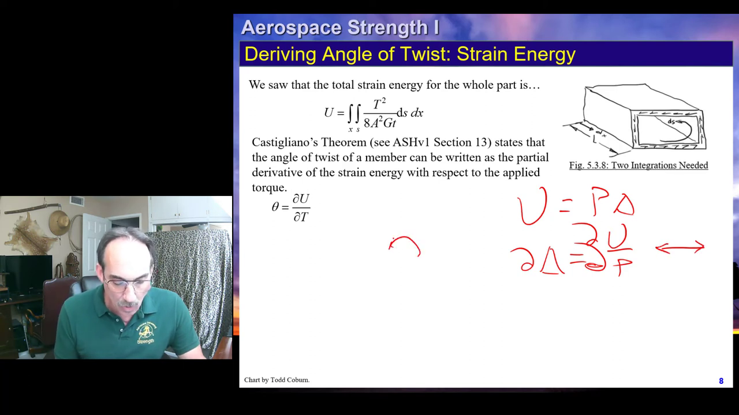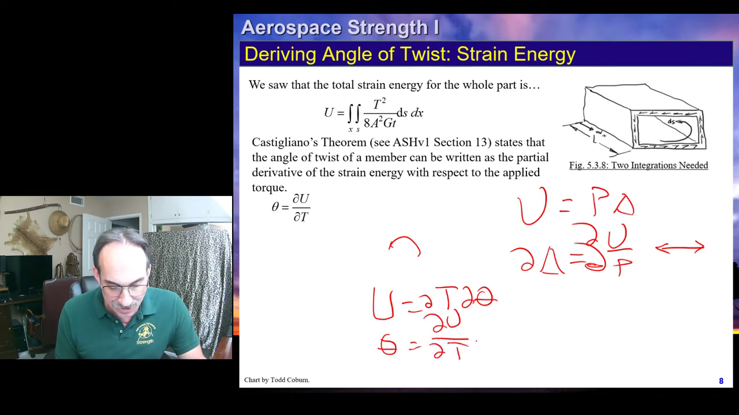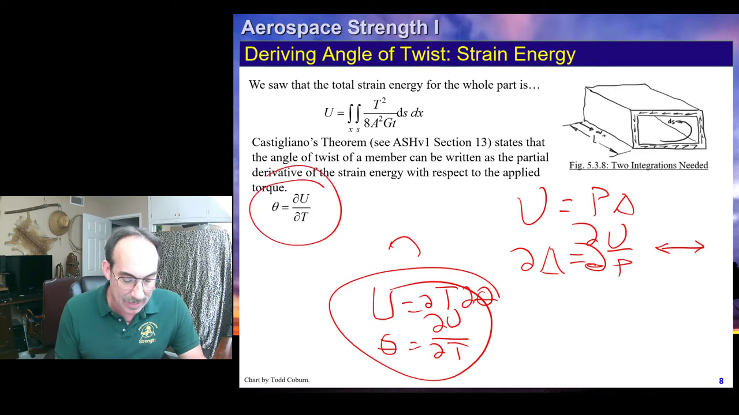And if we have a torque, the same principle says the energy is just the change in torque times the change in angle. If we rewrite that, we can say the angle is just the change in energy divided by the change in torque. That's what we're seeing right here. This is what he postulated.